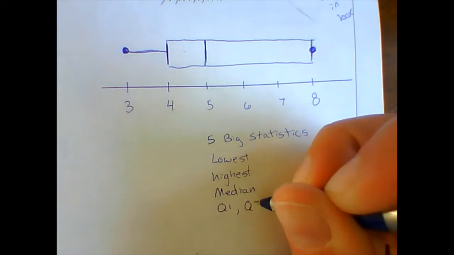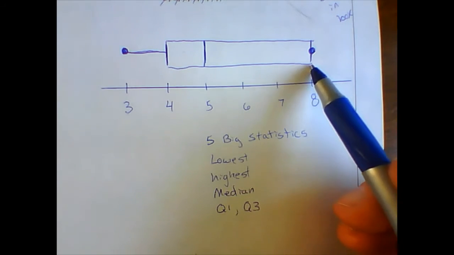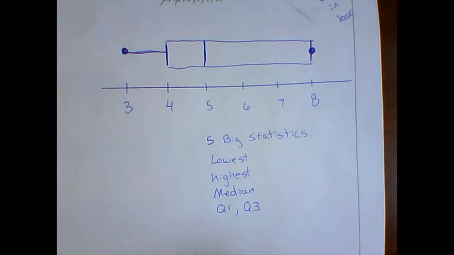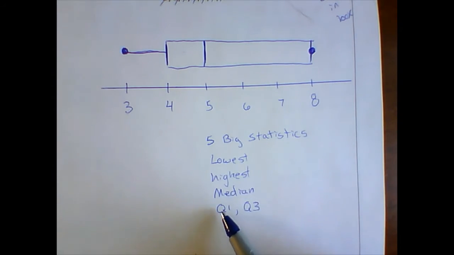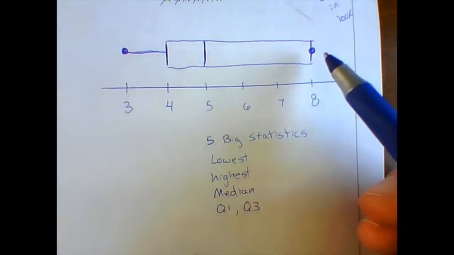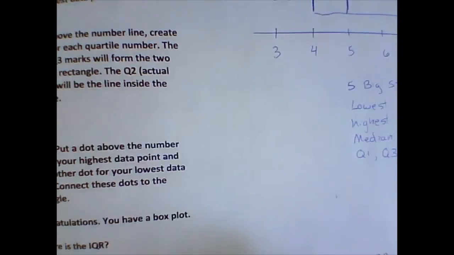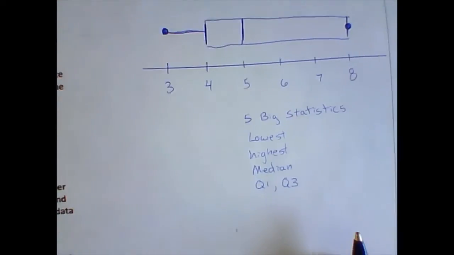And they show Q1 and Q3. Those are the ends of the rectangle. So without messing around with all the data, you can look at a picture and get these 5 statistics. Q1 and Q3 count as different statistics. You can get these 5 statistics really, really quickly. And they're important statistics for things that will, if you go into statistics, you'll use them later. So where is the IQR in all of this?